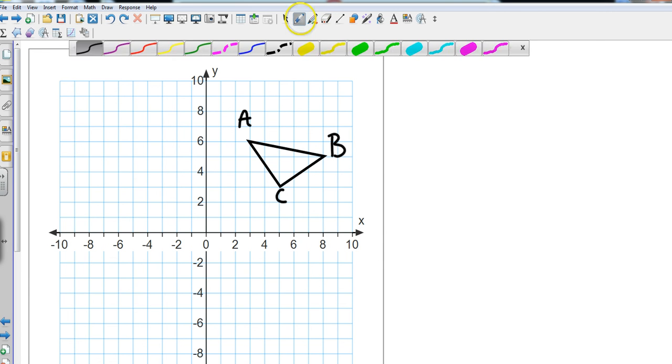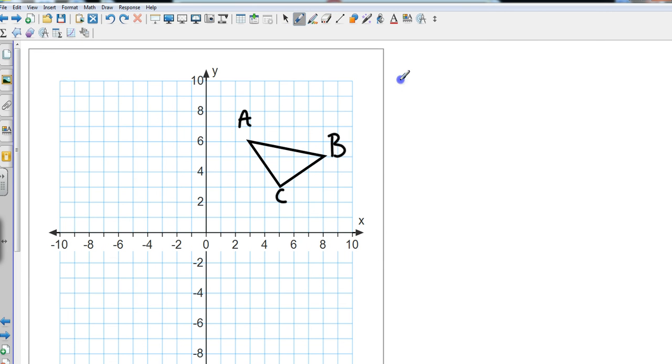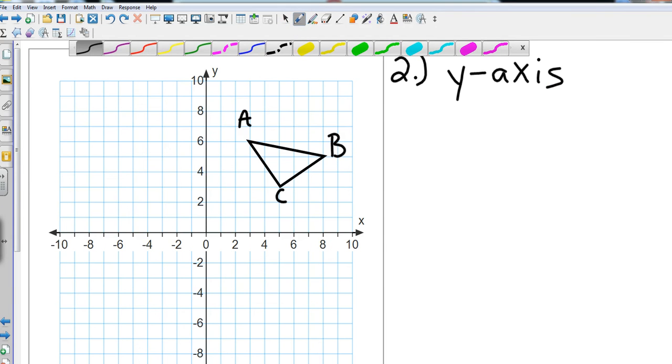Excellent. Okay, so now let's look at it and reflect it through the y-axis. Again, you can go ahead and work ahead of me if you would like. You can probably see what's going to happen. So A is going to be 3 spaces over. I'm not going to draw the dashed lines this time because 3 spaces over is going to be here. And that's my new A prime.